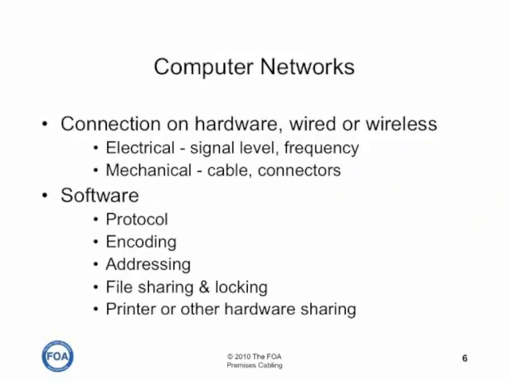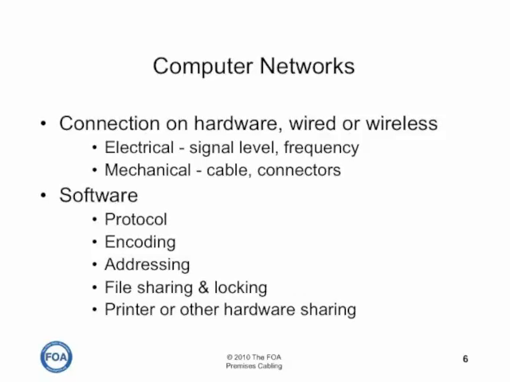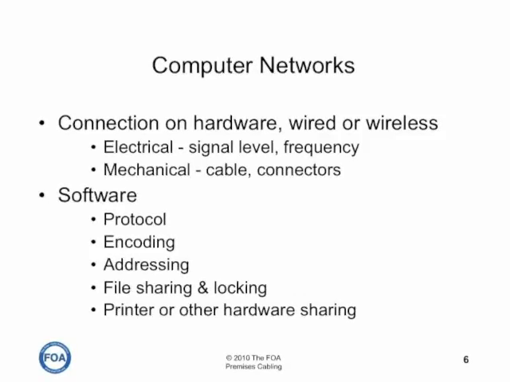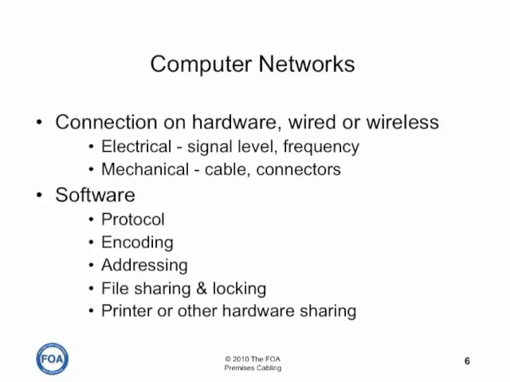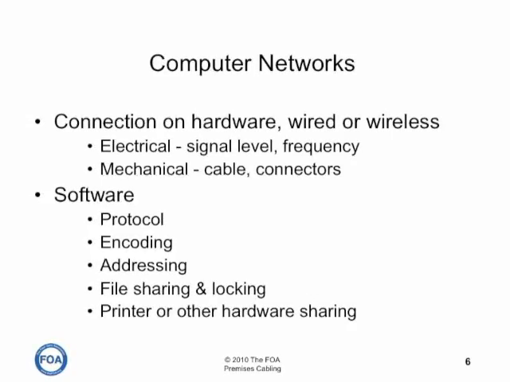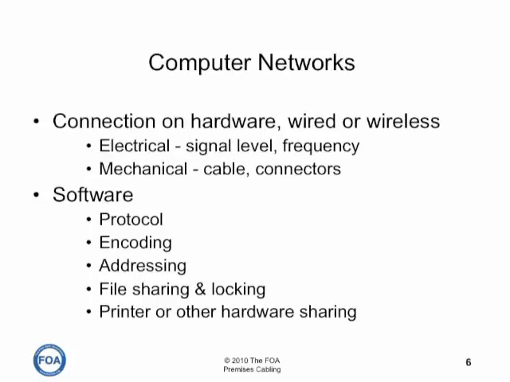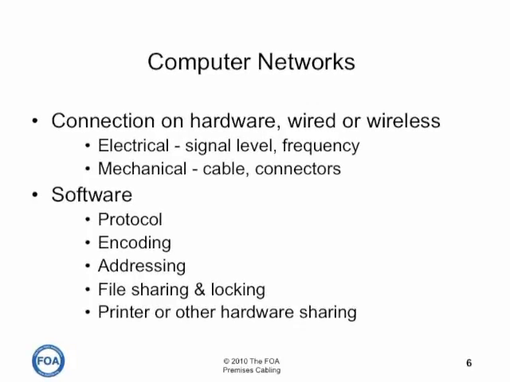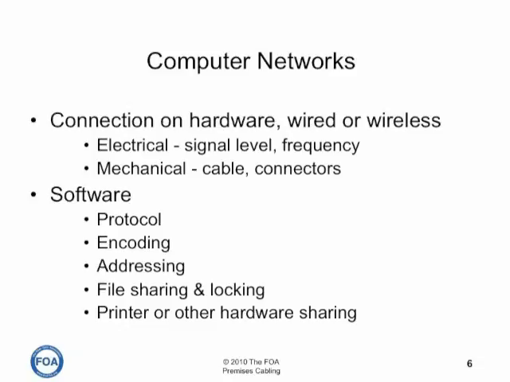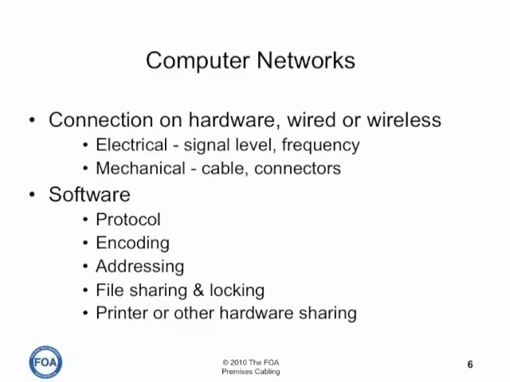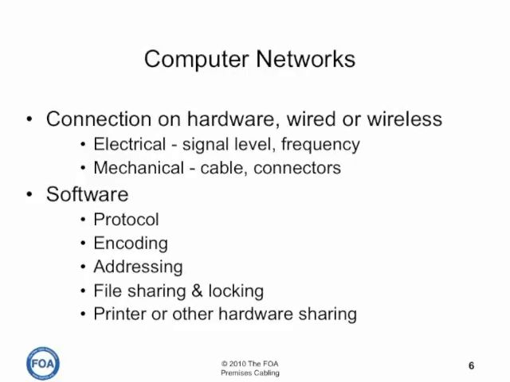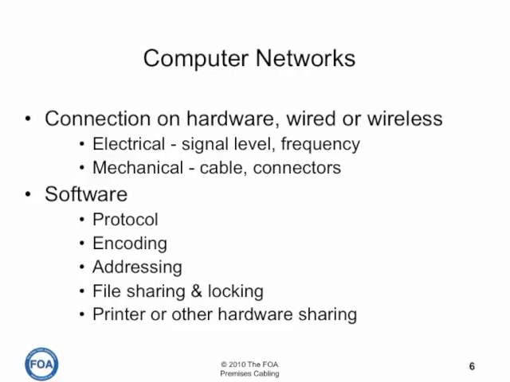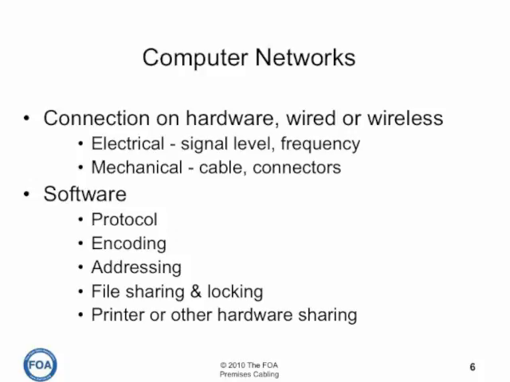Computer networks have two aspects: a physical connection or hardware, which can be either wired or wireless, and includes electrical and mechanical specifications, and software, which includes the protocol of the network, how data is encoded and addressed, how file sharing and locking works, and how printer and other hardware sharing operates. That's all part of the network operating system in software.